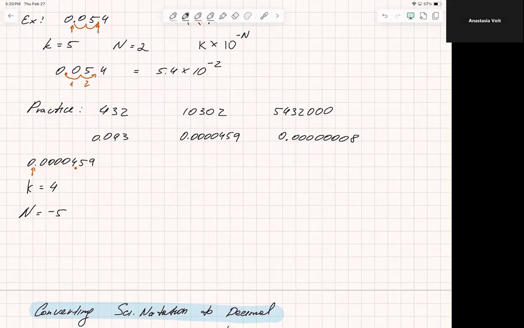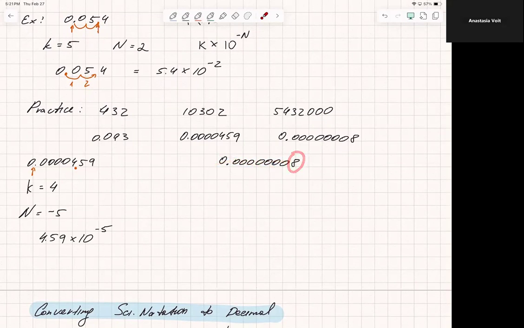And we can write it as 4.59 times 10 to the negative fifth power. All right, and the last example will be this one, 0.000000008. We want to write it in scientific notation. Again, all the zeros do not work for k.